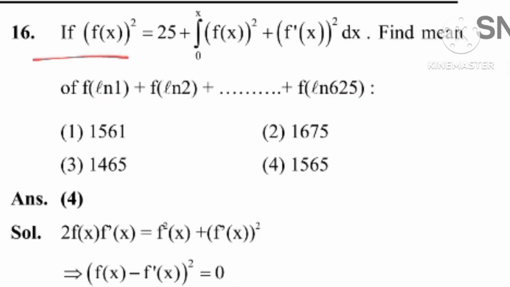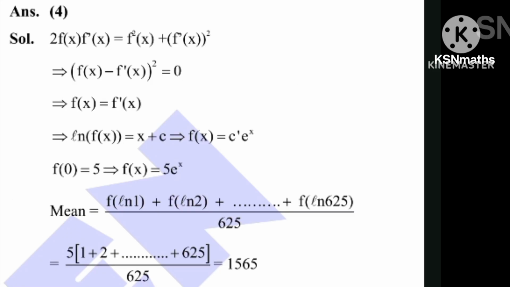16th question. If f of x whole square is equal to 25 plus the integral from 0 to x of (f of x whole square plus f dash x whole square) dx, find the mean of f of log 1 plus f of log 2 plus so on f of log 625. Now 2 f of x, now here derivative on both sides, 2 f of x into f dash x is equal to f square of x plus f dash of x whole square. Now (f of x minus f dash x) whole square is equal to 0. Now f of x is equal to f dash x.